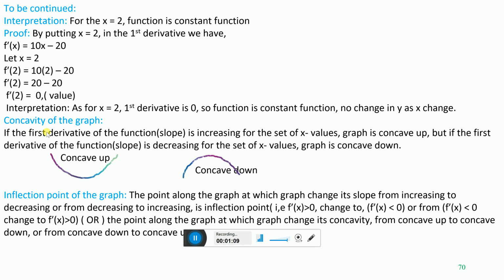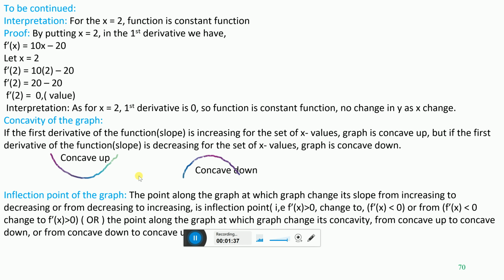So, if the first derivative of the function for the set of x values is increasing, the graph of this function will be concave up, as given here. This is concave up. But if the first derivative of the function for the set of x values is decreasing, then the graph of the function will be concave down. So this is actually a concave down graph.